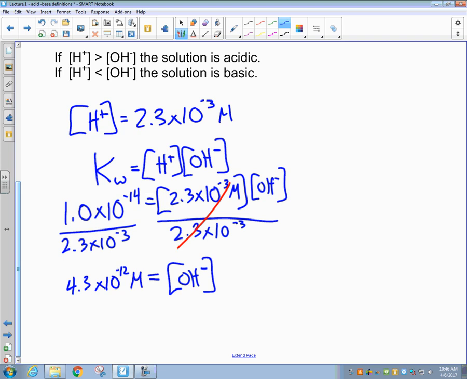Now, the two statements that are at the top of the smartboard right here give us an indication as to whether or not we have an acidic or basic solution. Since our hydrogen ion concentration is 10 to the negative 3rd, and our hydroxide ion concentration is 10 to the negative 12th, the hydrogen ion concentration is clearly greater than the hydroxide ion concentration. So we would fall into this scenario given these two concentrations because of how many orders of magnitude the hydrogen ion concentration is greater. It gives you an indication of whether or not you're dealing with an acidic or a basic solution.